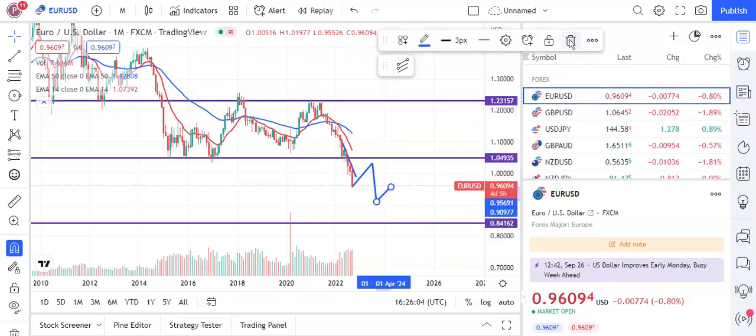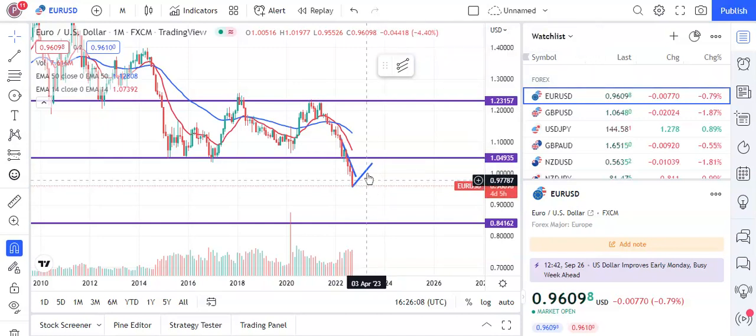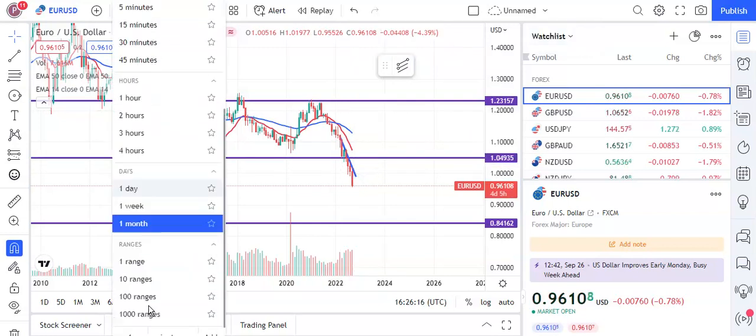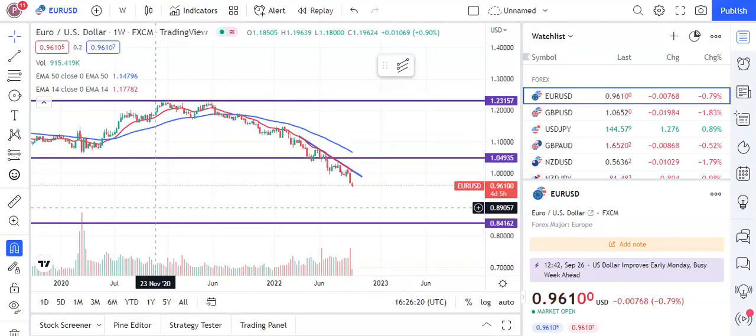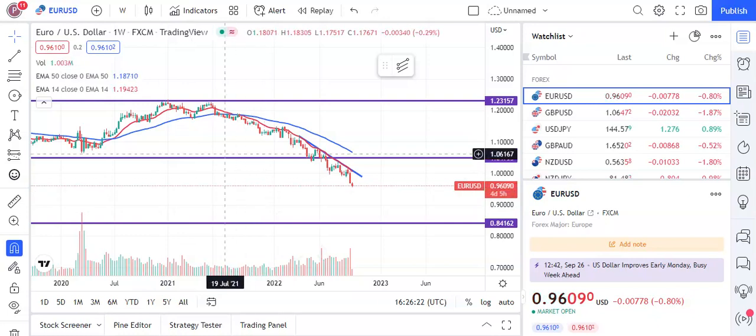And what do we look at doing? We look at selling. That's what we look to do here. Sell only. Let's view the weekly time frame. Here is the weekly time frame. As you can see, price is equally on a downtrend. Price has gone down.